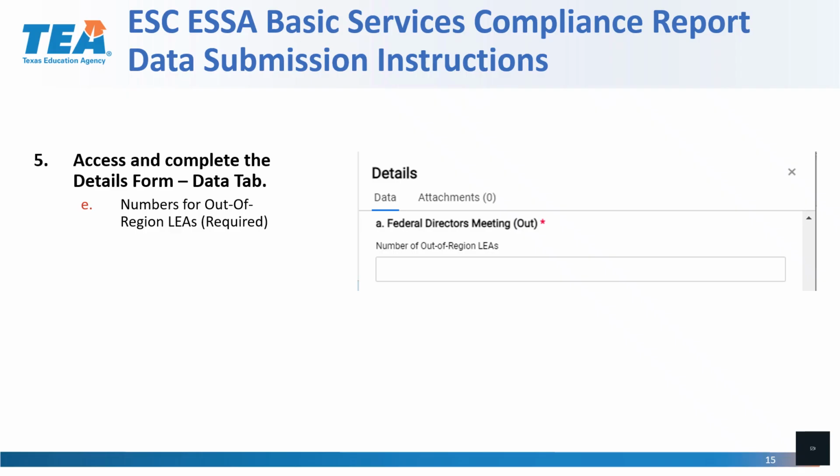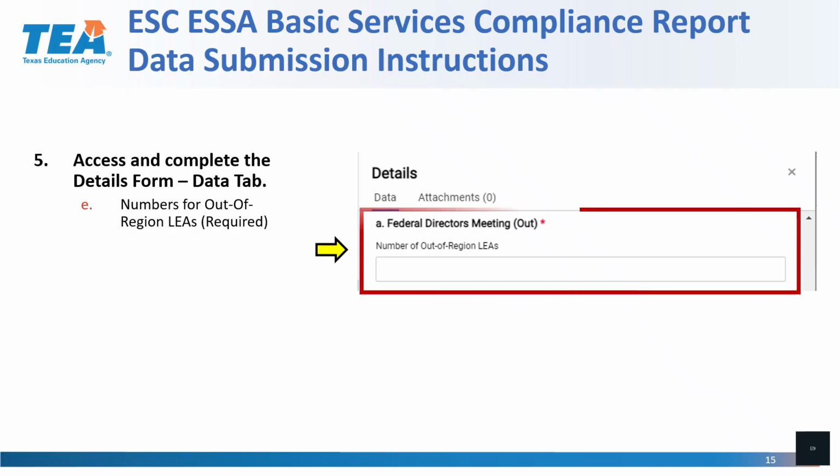In the next section of the Details form, ESCs will report the numbers for the out-of-region LEAs per requirement per program. The fields that follow are required. In the graphic on this slide, there's only one activity. However, all the reports have additional activities that require data to be submitted. For instructional purposes, only one activity is included in this slide.